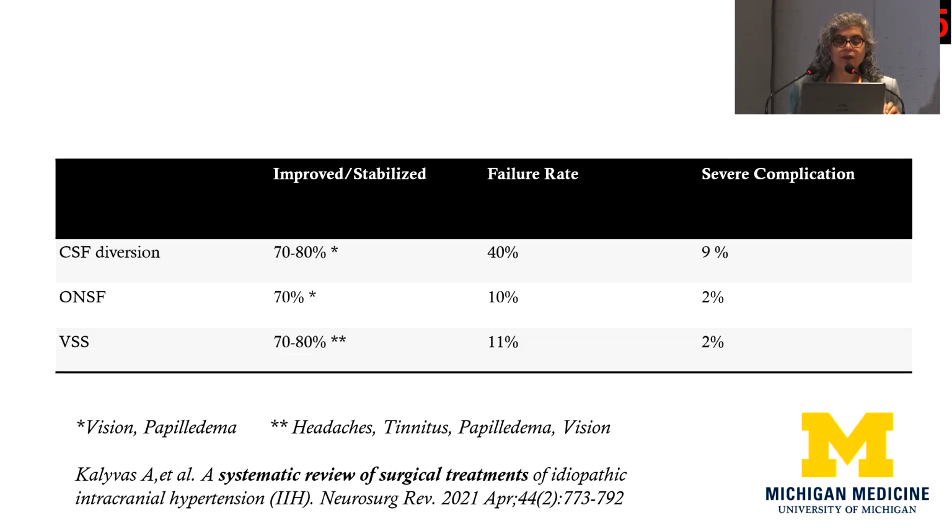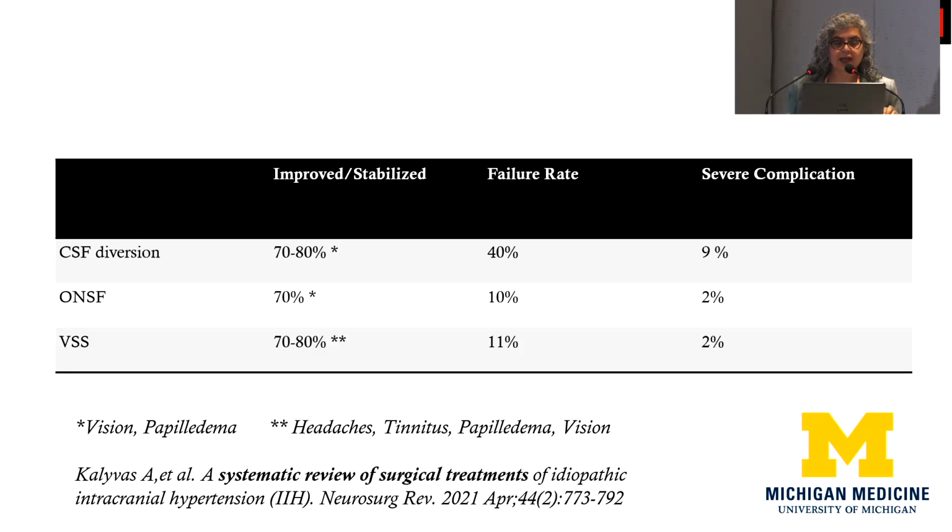However, venous sinus stenting also addressed headaches more, and the symptoms were better. In terms of failure rate, the shunts have a higher failure rate than other procedures. And with ONSF, of course, they had to continue medical treatment in addition to the ONSF. Severe complication rates were similar in ONSF and venous sinus stenting.